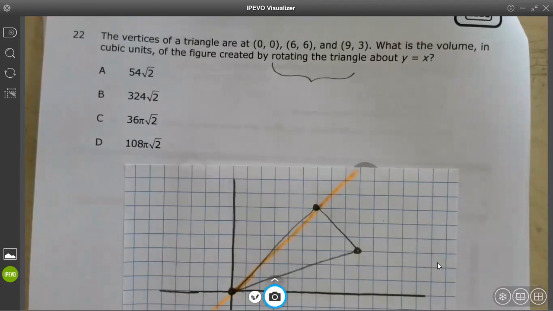What's going to be at the top of this figure? Think about that triangle and holding it, like holding a football or something like that. What's at the top? A point. So what has a circle at the bottom and a point at the top? A cone.